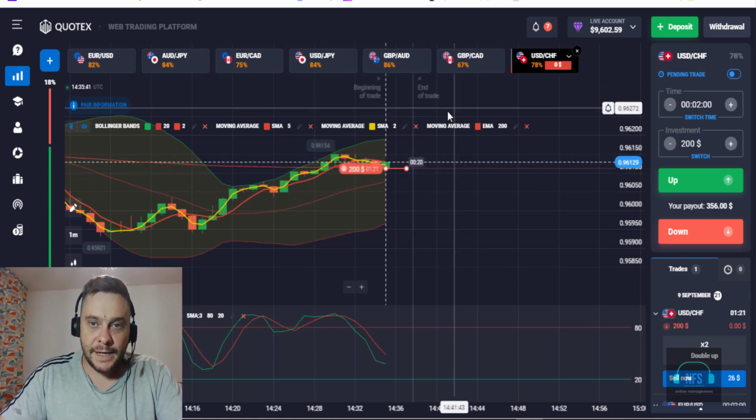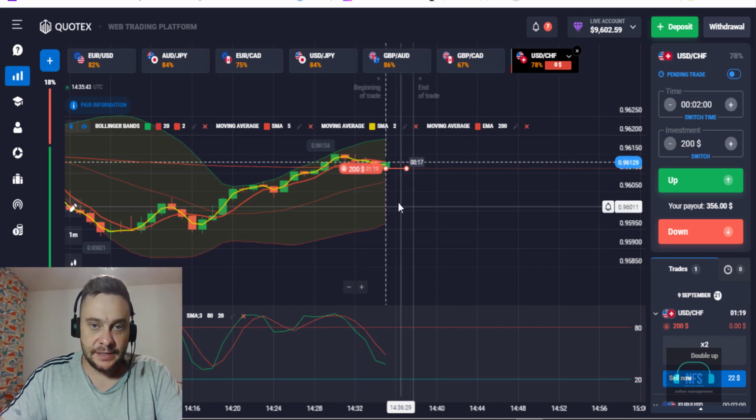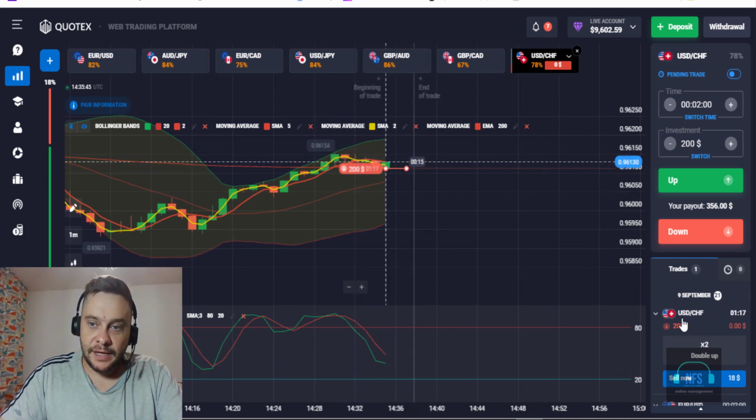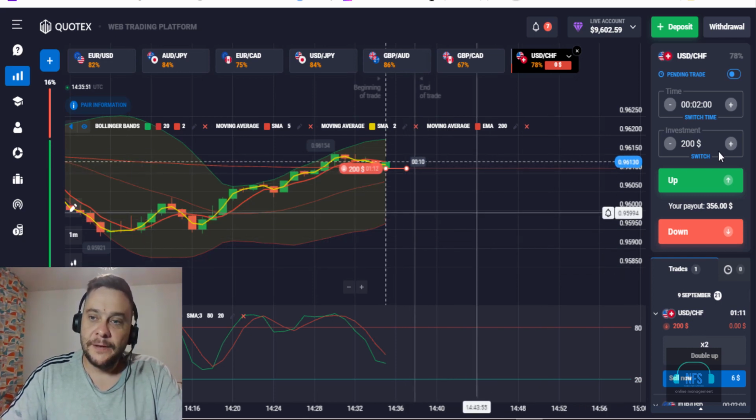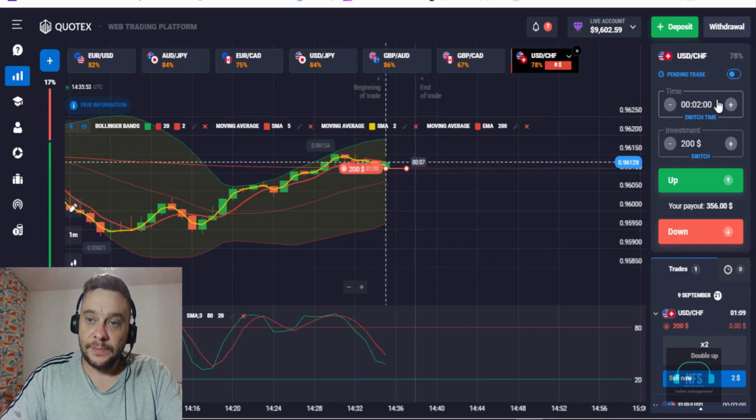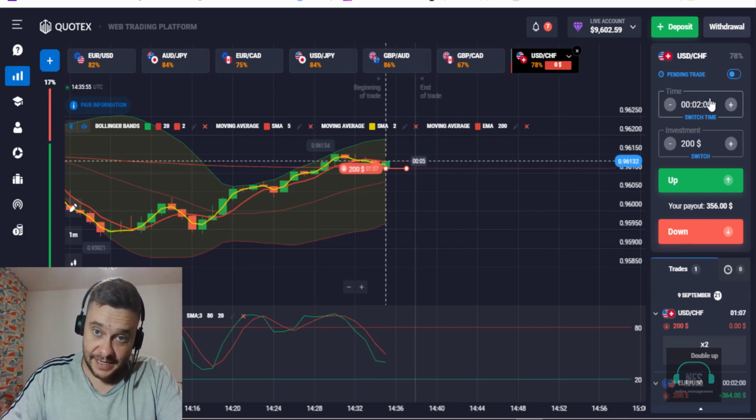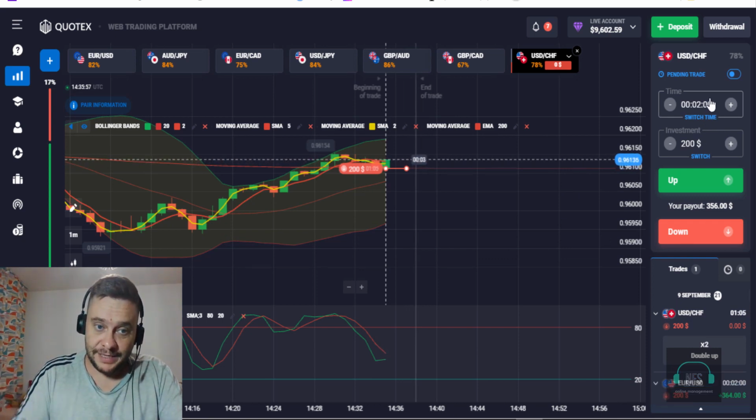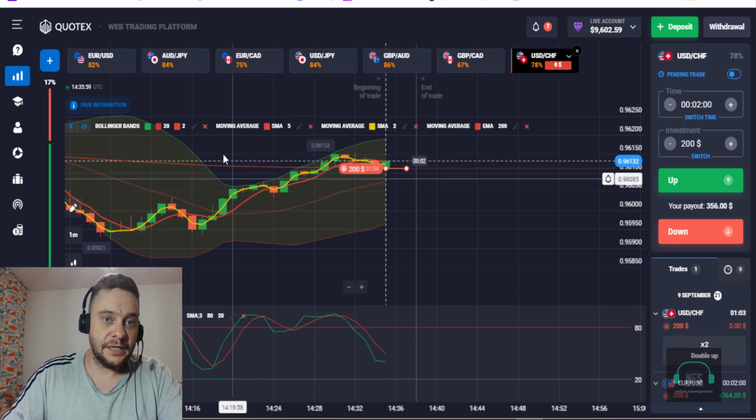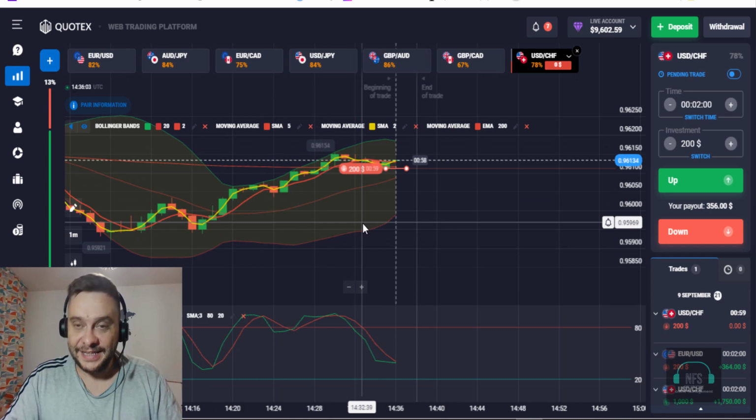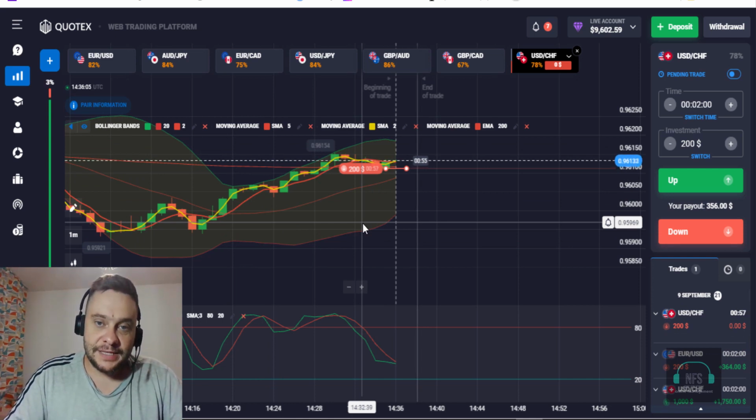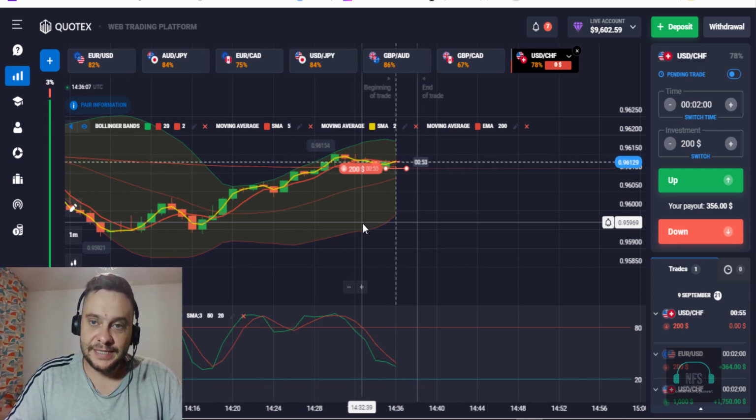And as you can see, the price is reversing right now, but we still have 1 minute and 20 seconds. In this strategy, you will use 2 minute trades. You will place 2 minute trades and put the chart on 1 minute, only 1 minute. All right, so let's see what will happen with this trade.